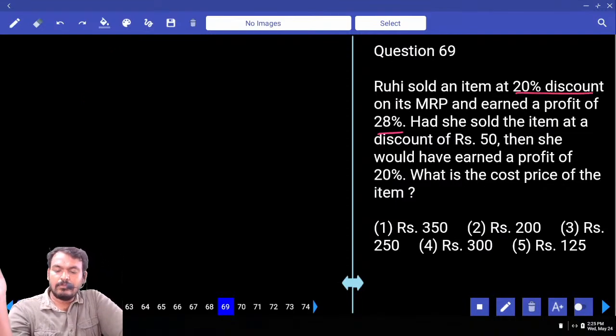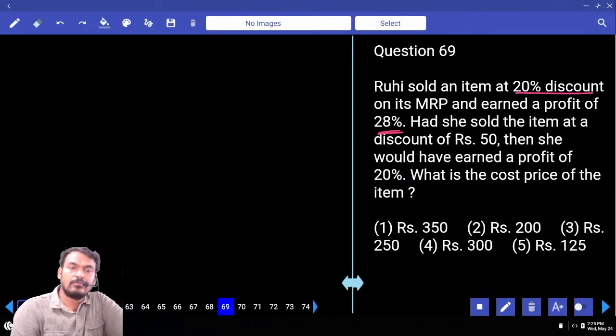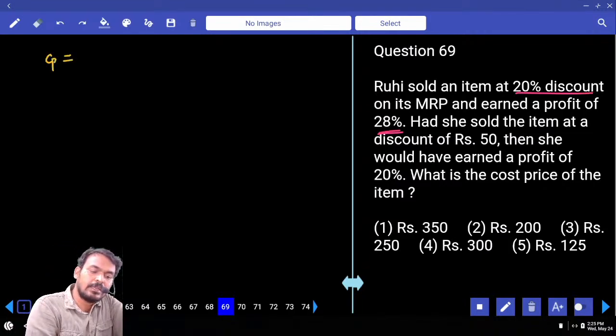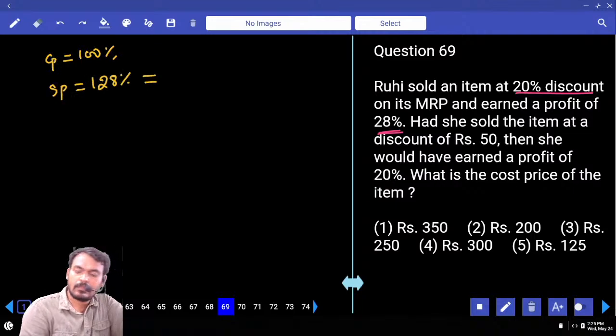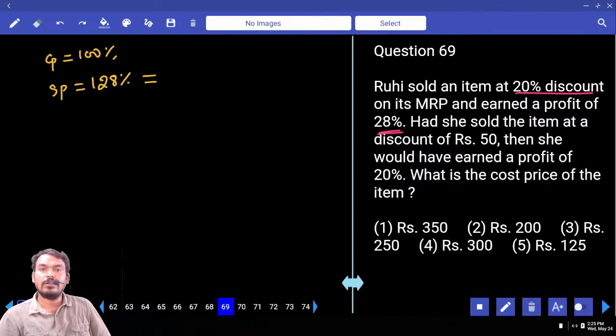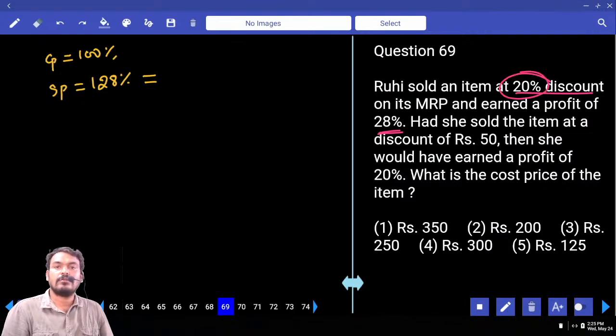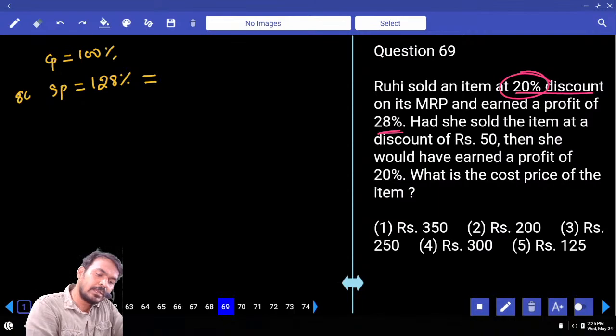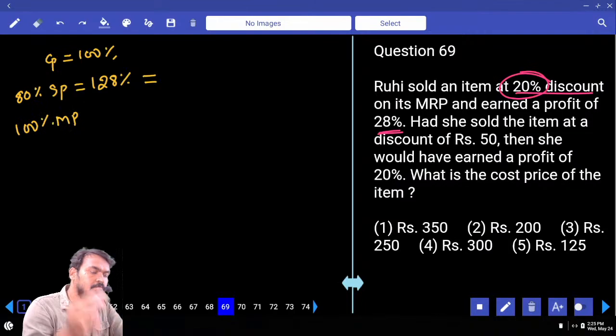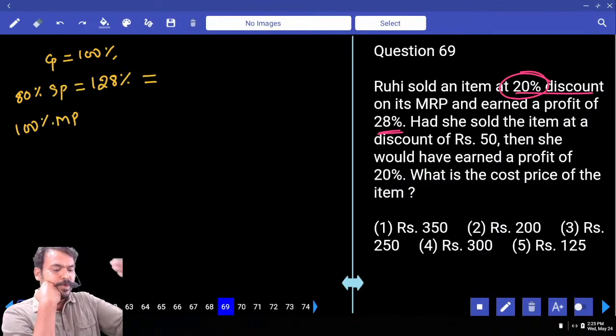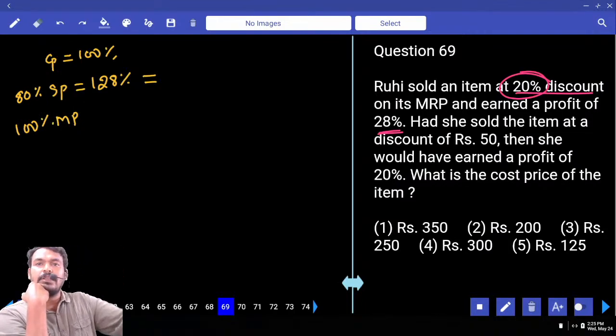What is the discount value? 20%. What is the profit value? 28. Cost price is 100%. Selling price is 128%. But discount is how much percent given? 20%. Means selling price is 80%. Market price is 100%. If market price is 100, selling price is 80%.